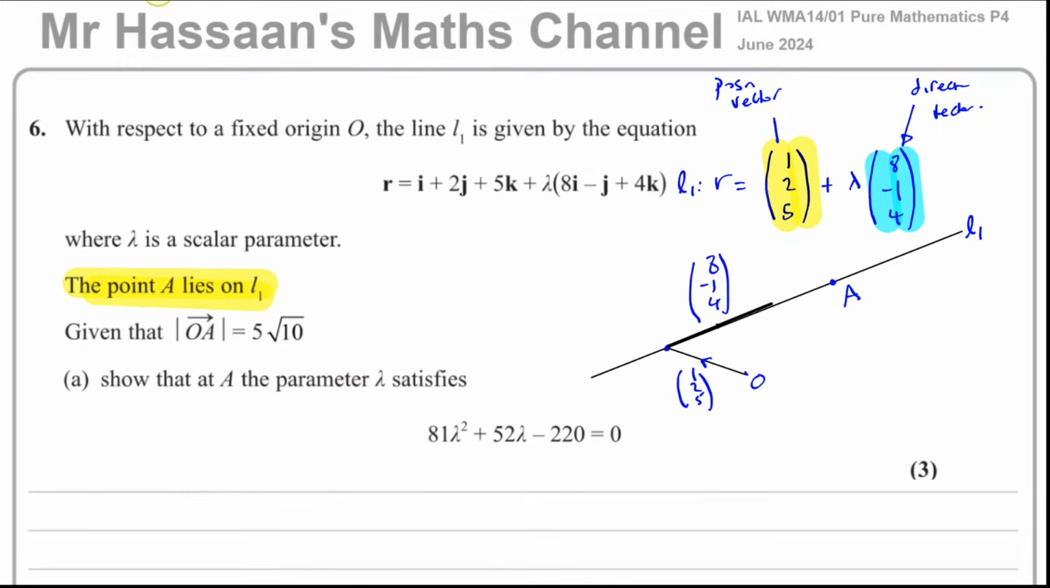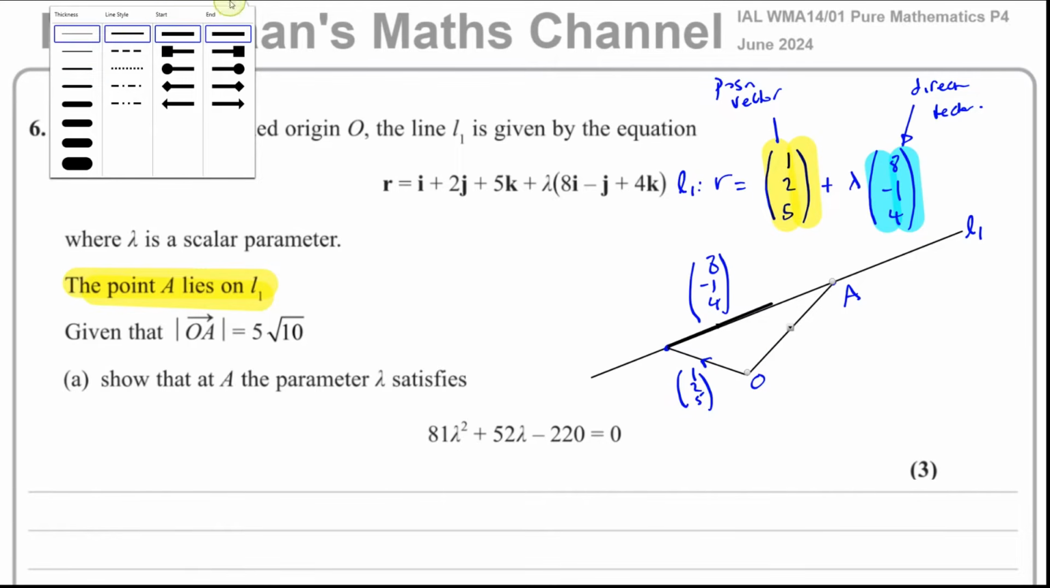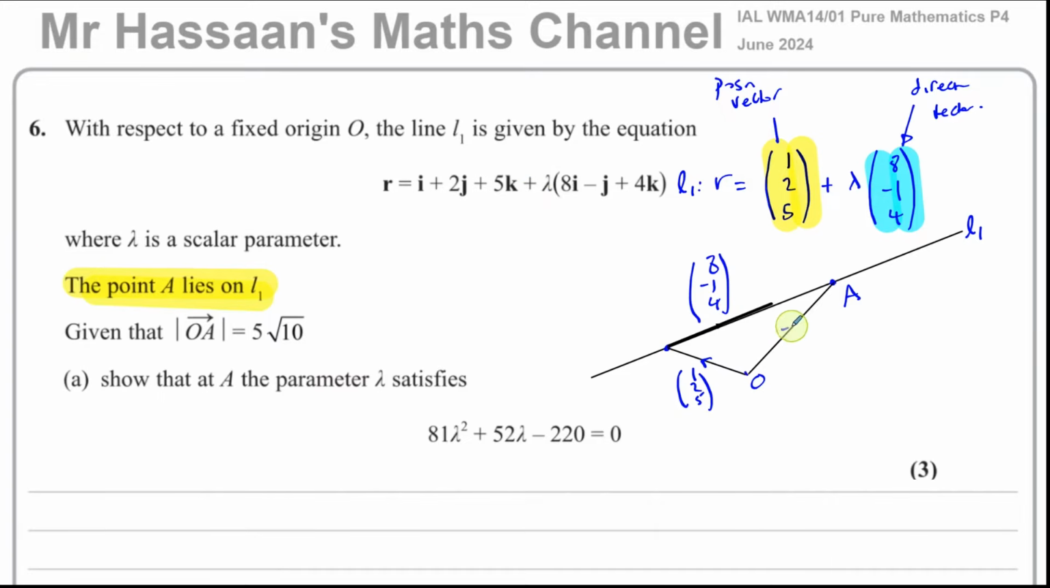Of course we don't know the coordinates of A, but what we can do is say that the vector from O to A takes us to A. So this vector from O to A, let's call it X, Y, Z, the vector that takes us from O to A, in which case the coordinates of the point A would be X, Y, Z. That's how we get from O to A.